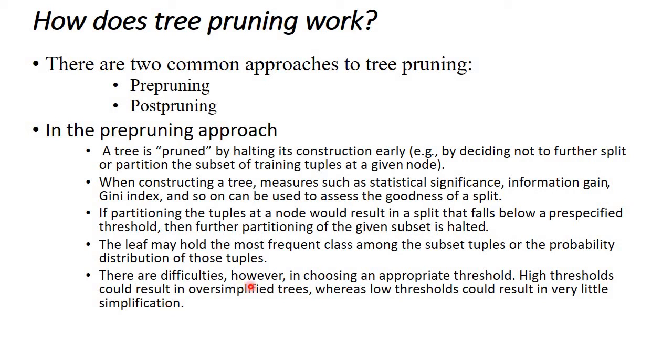There are difficulties, however, in choosing an appropriate threshold. We have to decide on a particular threshold value. High thresholds could result in oversimplified trees, whereas low thresholds could result in very little simplification. So this is about tree pre-pruning.